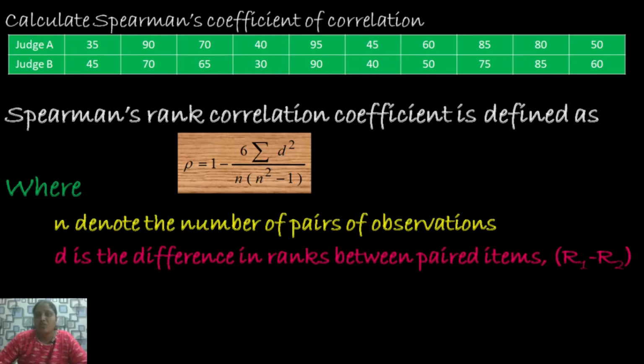Spearman's rank correlation coefficient is defined as rho is equal to 1 minus 6 sigma d square over n product n square minus 1. Here n denotes number of pairs of observations and d is the difference in ranks between paired items. So the total value of n is, we are having 10 observations: 1, 2, 3, 4, 5, 6, 7, 8, 9, 10. So n is equal to 10 here. And let me calculate d after assigning rank and making the difference.